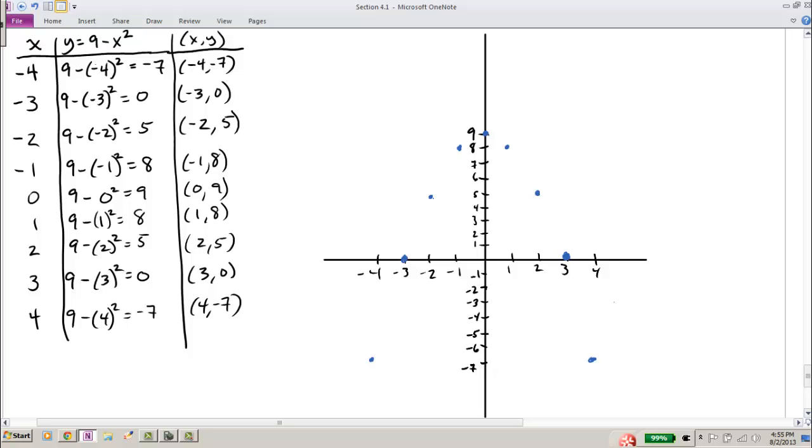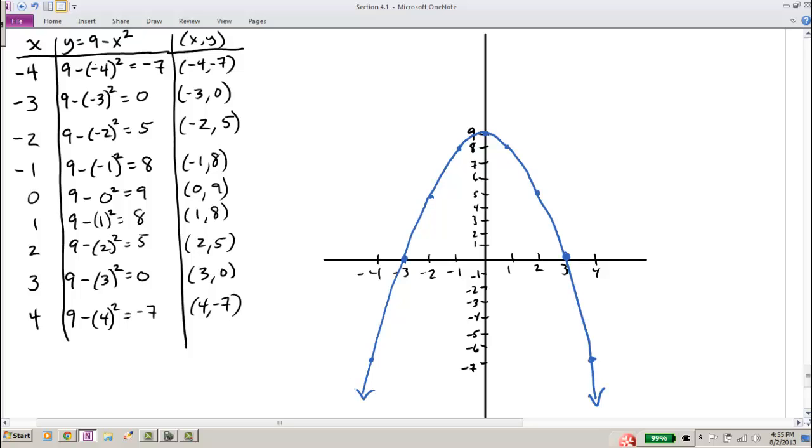And once we're done plotting points, we're going to sketch a graph, but we're going to make sure we do so by connecting these dots with a smooth continuous curve, right? So we're plotting a graph, we're not playing connect the dots, we don't want a bunch of straight line segments. We want a smooth continuous curve that goes through all these points.